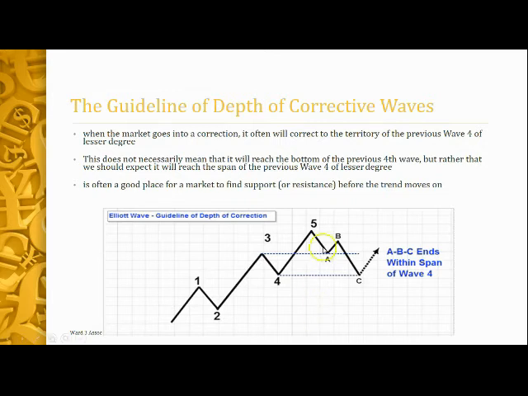So what this means is, here's your wave 4 right here, a corrective wave. Remember, this is a motive phase or impulse phase. This is your retracement. So from this whole retracement, the end of wave C basically should end at or above the low of wave 4. That's what the guideline of depth of corrective waves is saying.